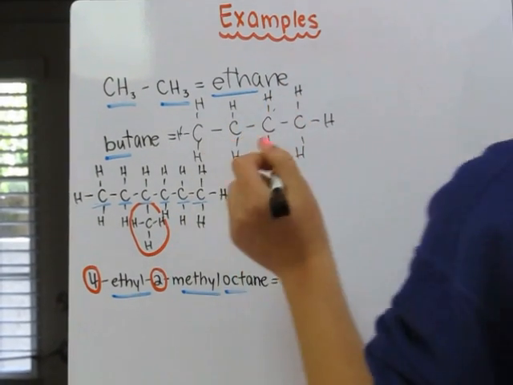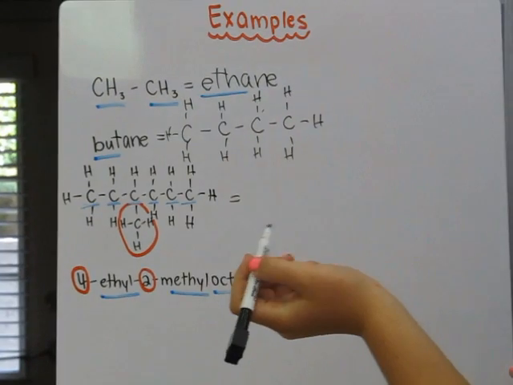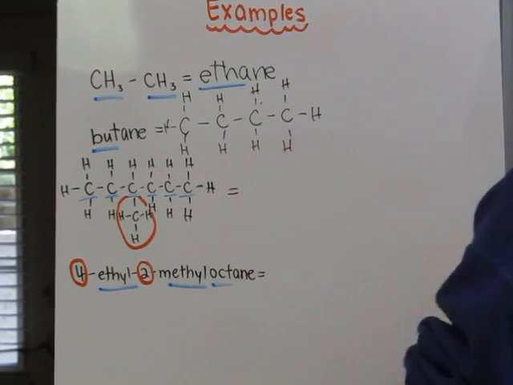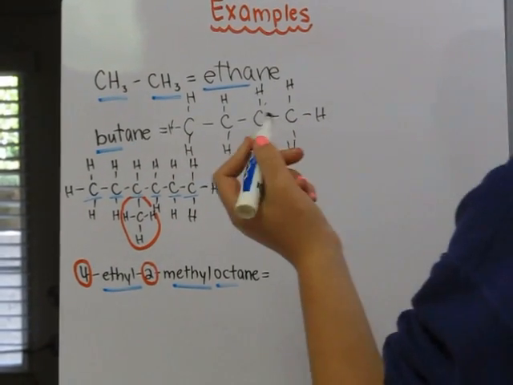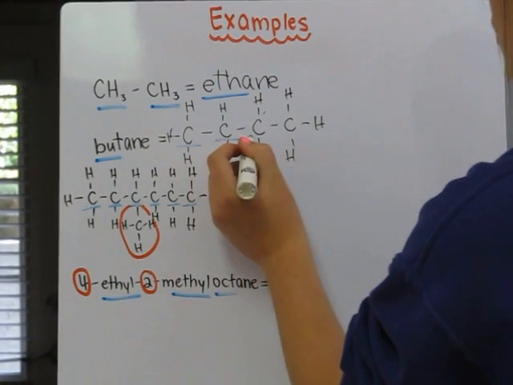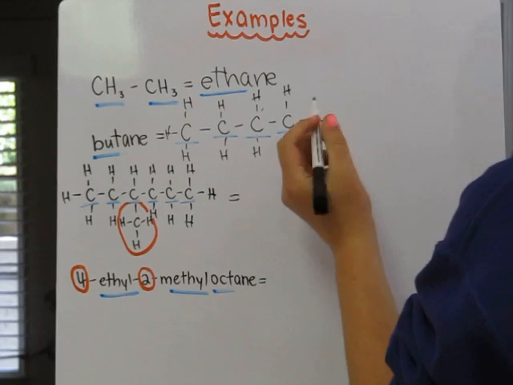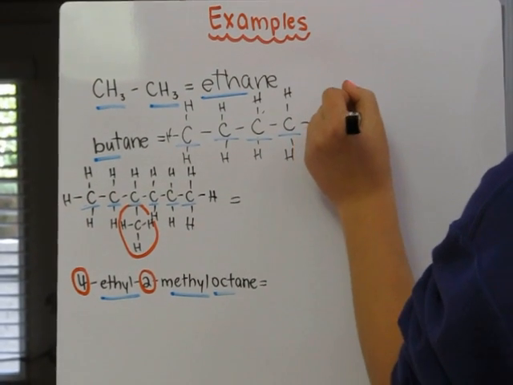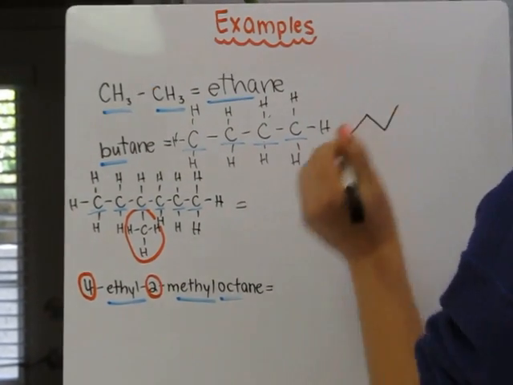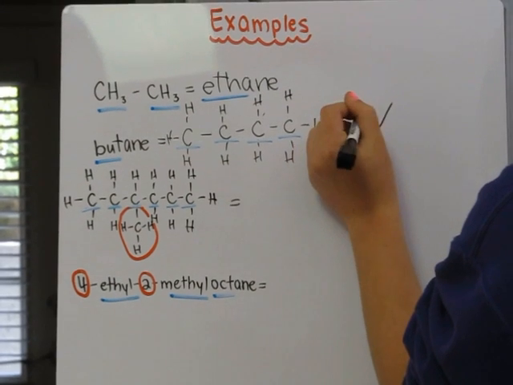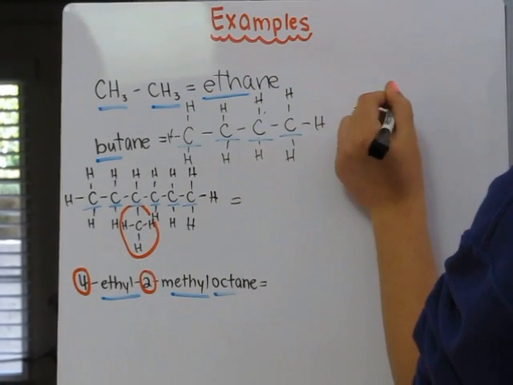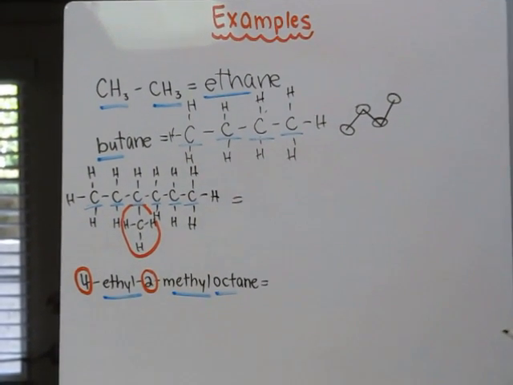Another way to show butane would be with a line formula. So because you have 4 carbons, which are here, 1, 2, 3, 4, you would draw 4 points on a line. So you have 1 point, 2 points, 3 points, 4 points. And that's the line formula for butane.